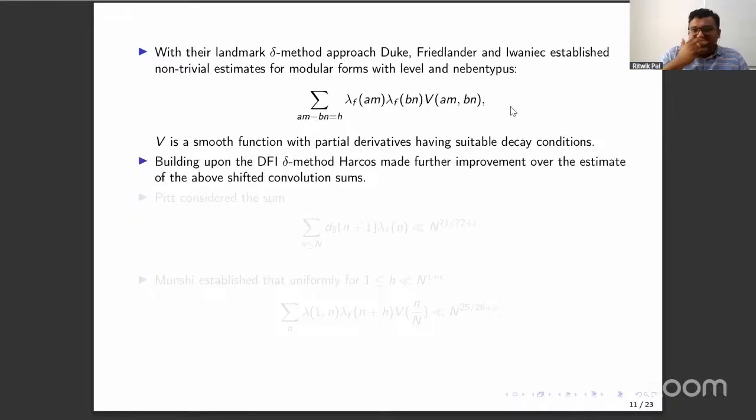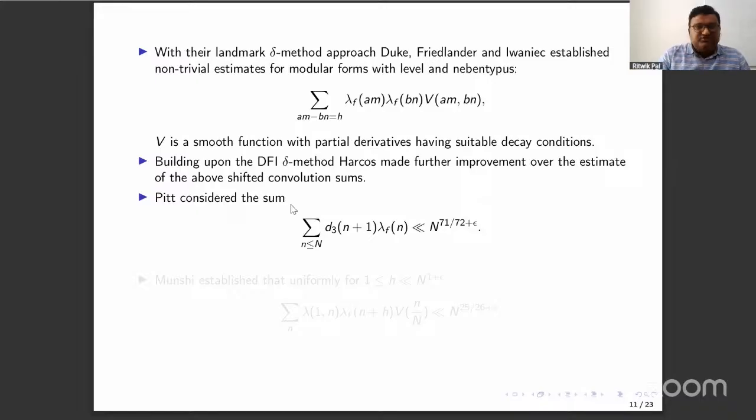Building upon this DFI delta method, Blomer and Harcos made a further improvement over this estimate, and we also use in our presentation this DFI delta method, obviously with the innovations made by Munshi. So this is for GL2 cross GL2 shifted convolution sums.